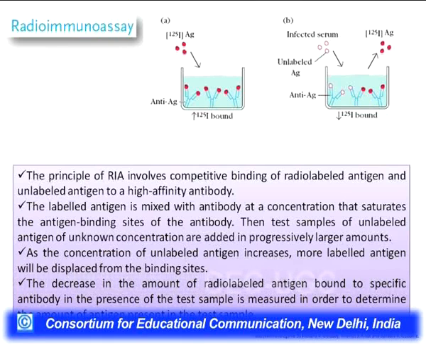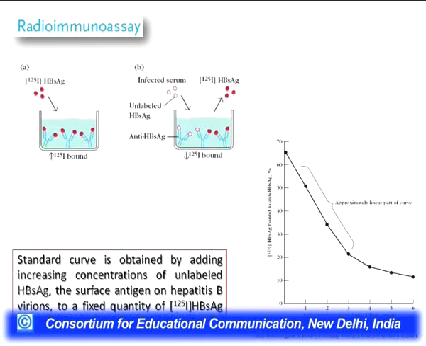This decrease in the amount of radio-labeled antigen bound to the specific antibody in the presence of the test sample gives us a measure to determine the amount of antigens present in the test sample. Over here I have shown a picture in which hepatitis B antigens are being measured. To quantify how much hepatitis B surface antigen is present in the test samples, first radio-labeled hepatitis B antigens are bound to these antibodies.